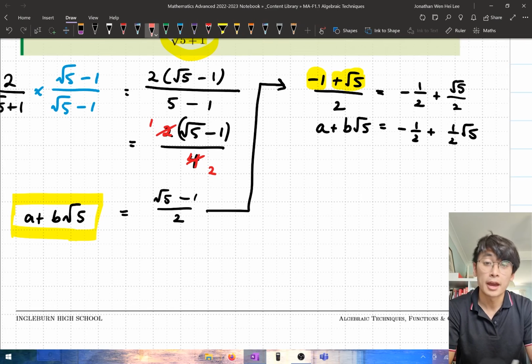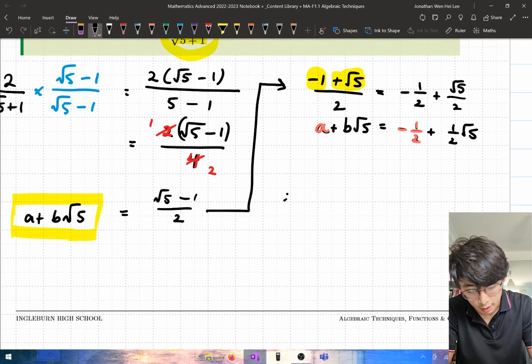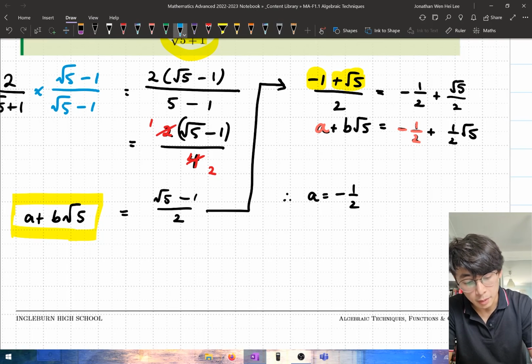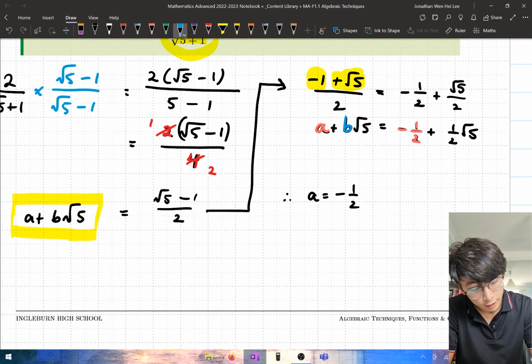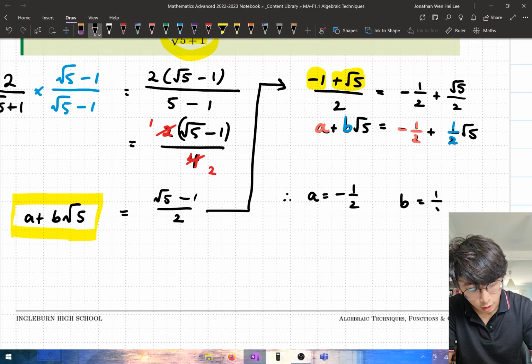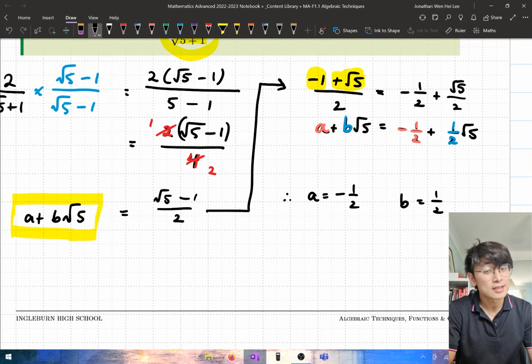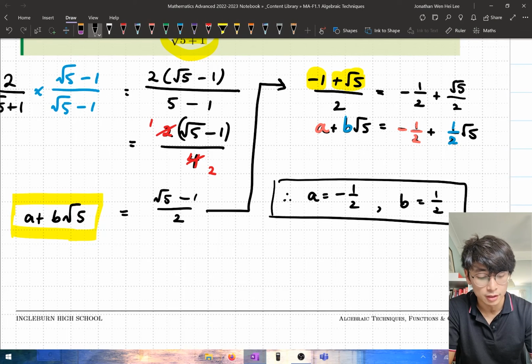All we need to do is just compare coefficients. So a, if you have a look in the first expression, matches up with this minus a half in the second one. So I can write here, therefore a is going to be equal to negative a half. And we have b over here, which is the coefficient of that square root 5, or the number in front of the square root 5, and that happens to be this half over here. So I'm going to write here, b is equal to a half. And there we go. That's how we can compare coefficients and get equality between surds.